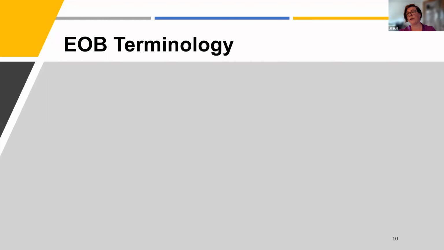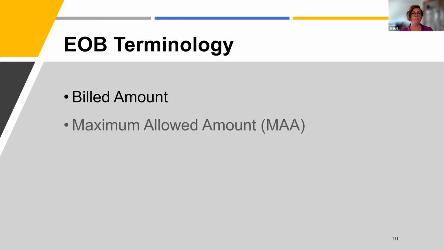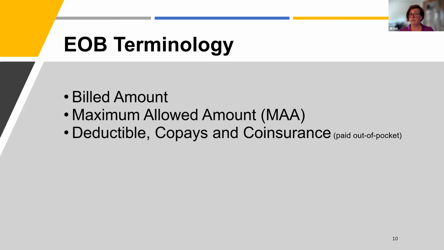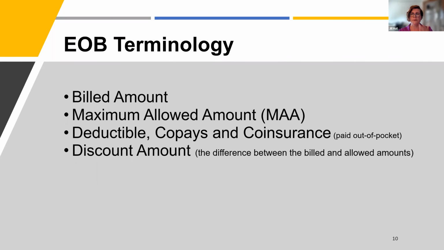To get to that point, here are some important terms to understand when reading EOBs. There's a billed amount and a maximum allowed amount. There are also deductibles, co-pays, and co-insurance, and these are what gets paid out of pocket. Then there's a term called a discounted amount. This is the difference between the billed amount and the allowed amount.